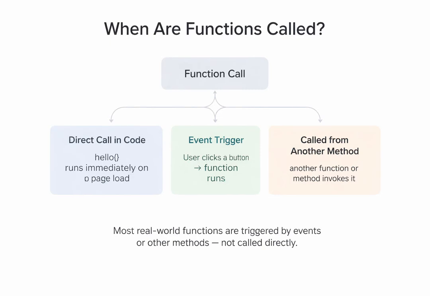So when exactly does a function get called? There are a few different scenarios. The first is a direct call. You literally write the function name with parentheses in your code, and it runs as soon as that line is reached. The second, and far more common in real applications, is an event trigger. For example, a user clicks a button on your web page, and that click event triggers a function to run. The third way is when another method or function calls it internally. In practice, most of the functions you write in frameworks like React or Laravel's Filament will be triggered by user actions or system events, not called directly in a straight line.